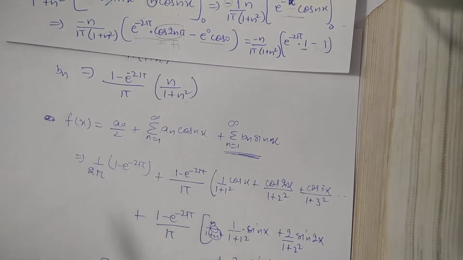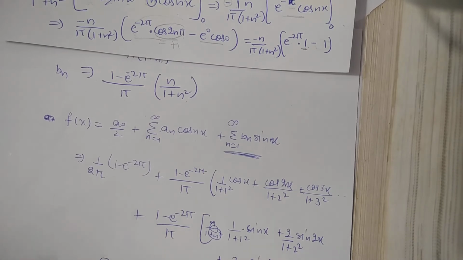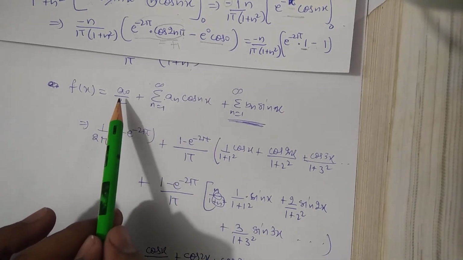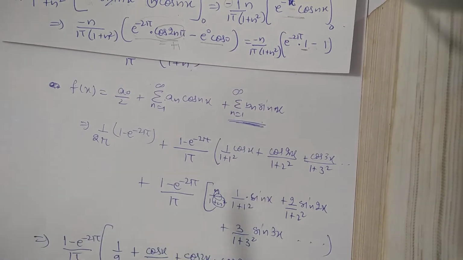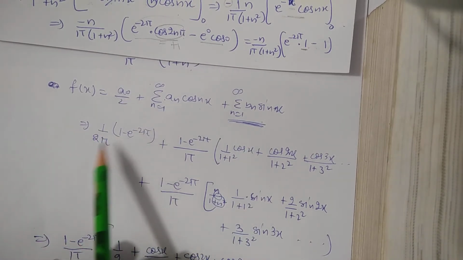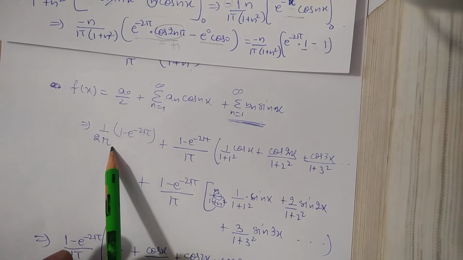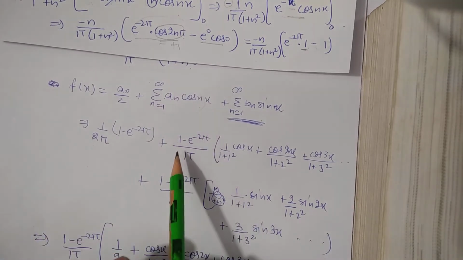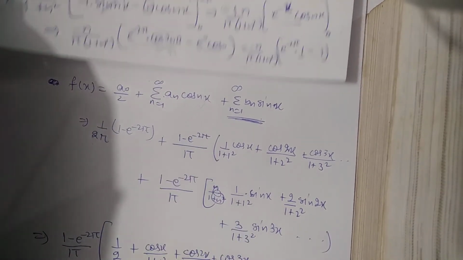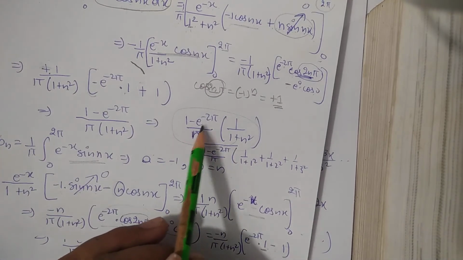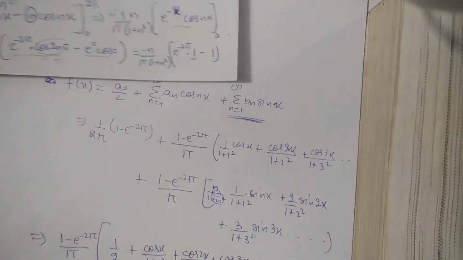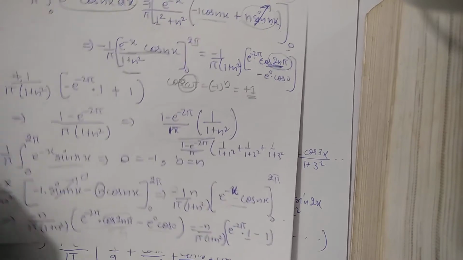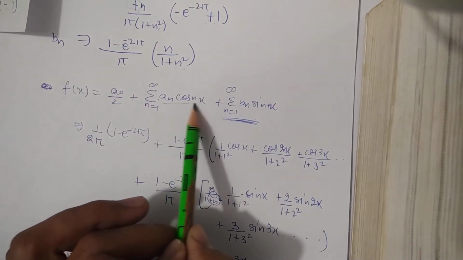Now friends, we got the value of an, we got the value of bn, and we have the value of a naught. So we will represent all these values in the Fourier series representation, which is equal to a naught by 2 plus this. So a naught is 1 minus e power minus 2 pi divided by pi, and 2 is also there, so I multiplied pi with 2. So plus this value will become just like that. The value of an is 1 minus e power minus 2 pi by pi, dot 1 by 1 plus n square, so 1 by 1 plus n square will remain inside with cos nx.